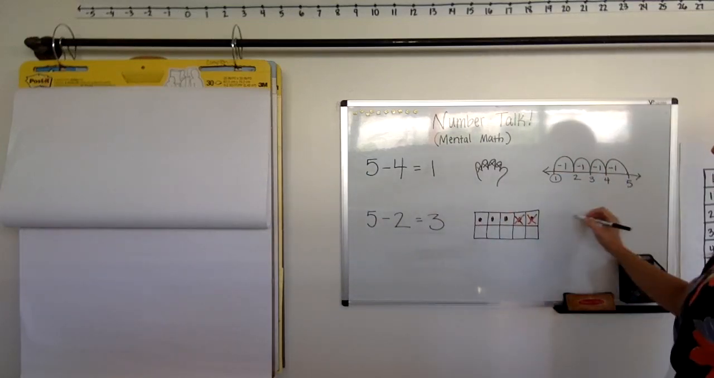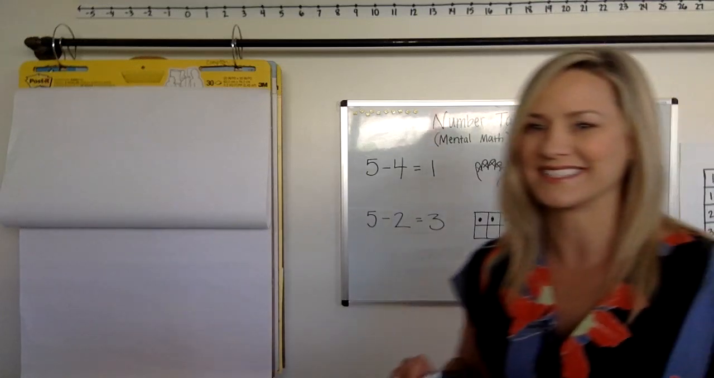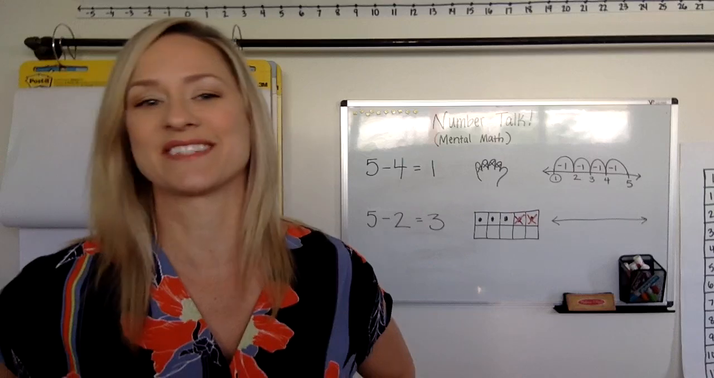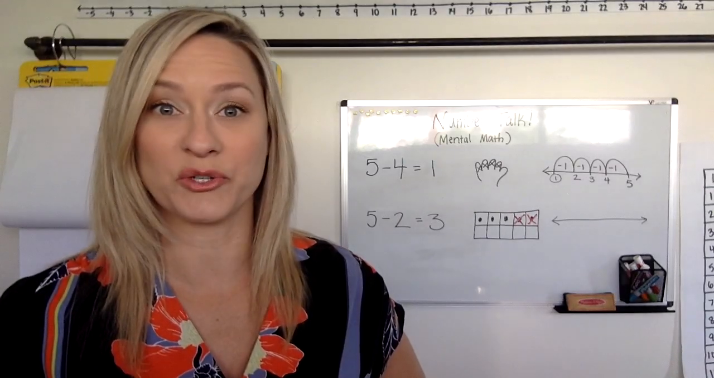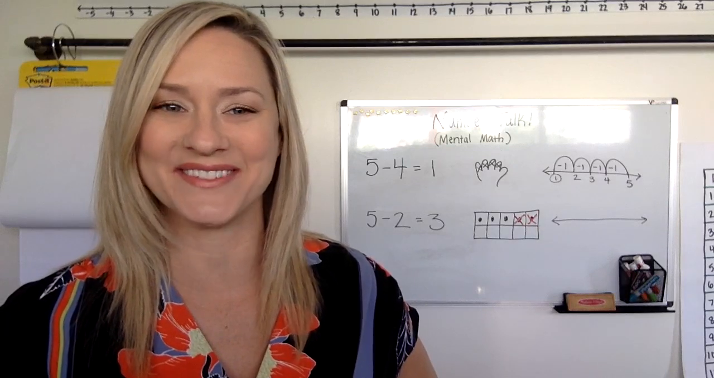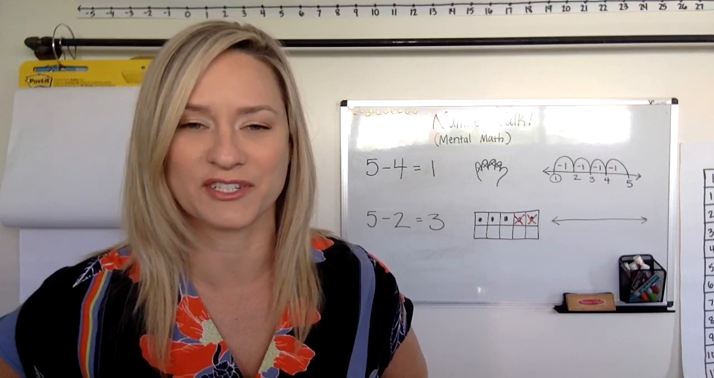All right, some of you may have used a number line again, but maybe you used your number line differently. I know a lot of kids really like to add up on a number line. So maybe you started at the 2 and you counted to 5. Did anybody do that? Tell me in the comments if you did. I want to know what you did for your strategy.